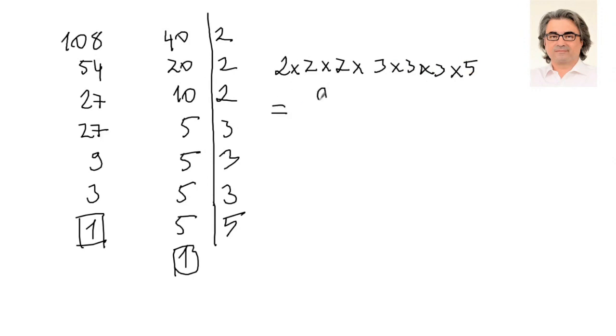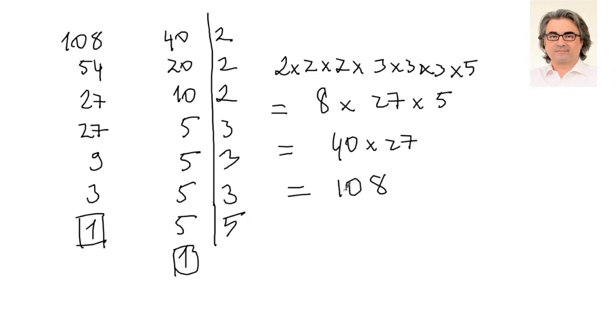This is 8 times 3 times 3, 9, 9 times 3, 27 times 5. 8 times 5 is 40. 40 times 27. 4 times 7 is 28. I have 2 in my hand. 4 times 2 is 8. And if you add 2, you'll get 10. And put here 0. This is the result.